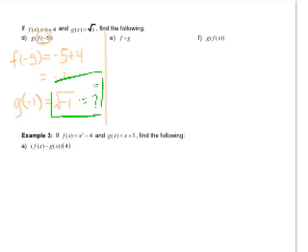Would it just be i, or would it be like root i? Or no, that one. The definition of i is the square root of negative 1. Okay. Okay, E and F.